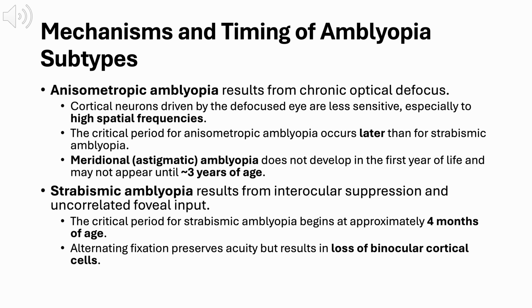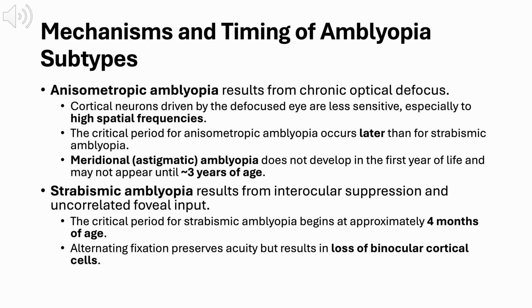This slide contrasts how different types of amblyopia form and when they do. Anisometropic amblyopia develops from chronic optical blur. Because one eye is consistently defocused, cortical neurons driven by that eye become less sensitive, especially to fine detail. This process is gradual, so the critical period occurs later than in strabismic amblyopia.